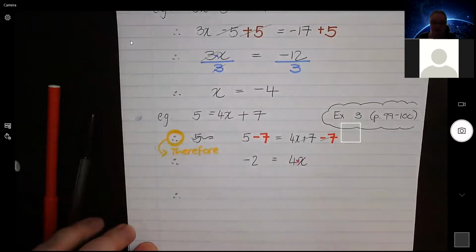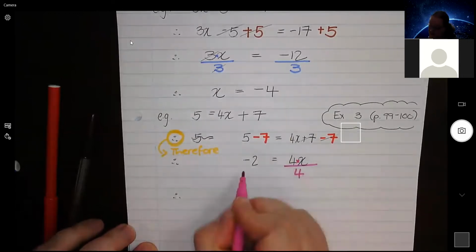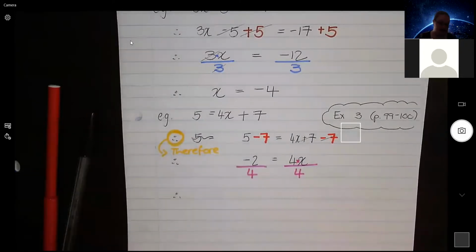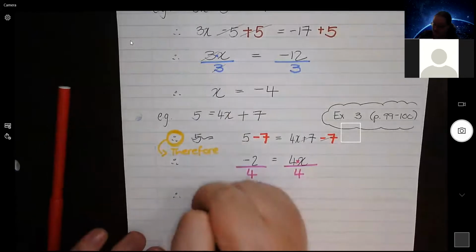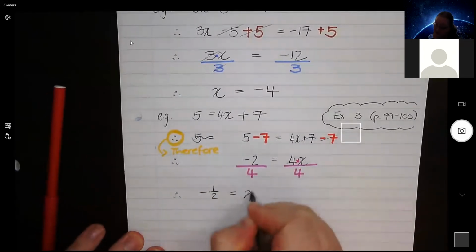We have 4 times x. We want to do the opposite of times, so we're going to divide. And we want to get rid of the 4, so we're going to divide by 4. But what I do to one side, I have to do on the other. Negative 2 divided by 4 is negative a half equal to, and the 4 and 4 cancel, so that's x.